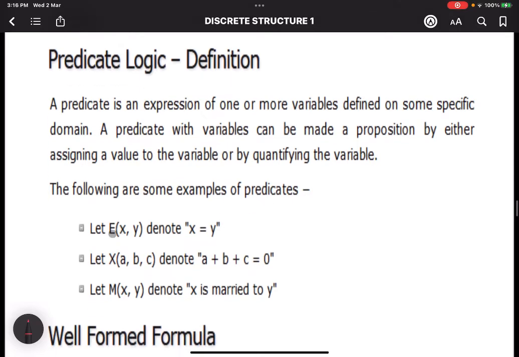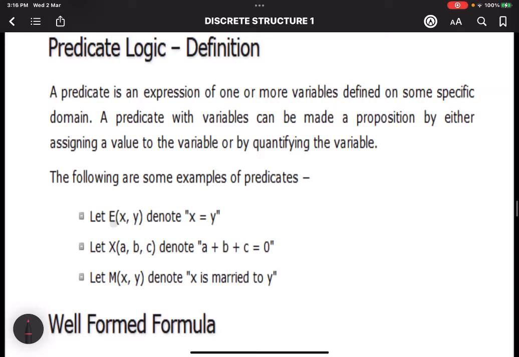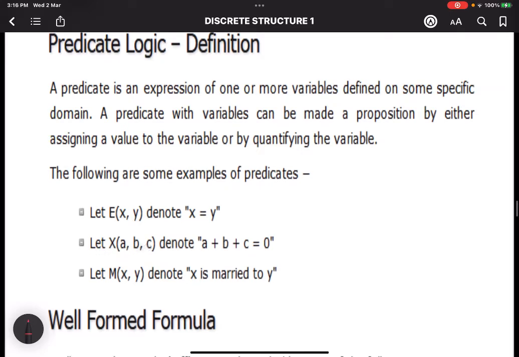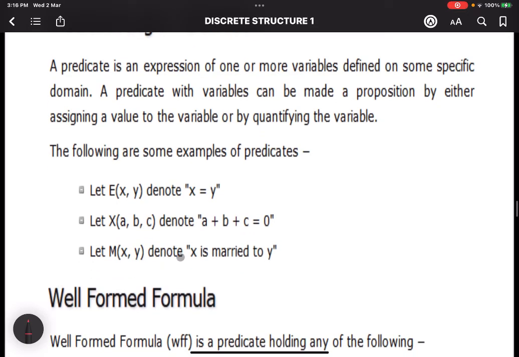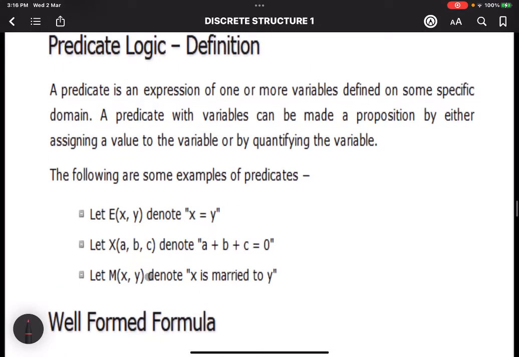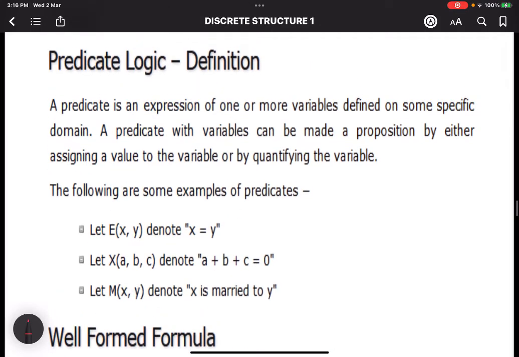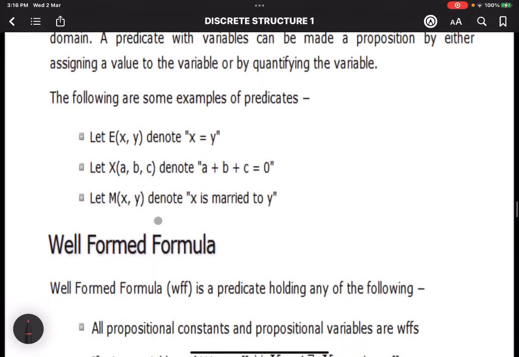Let sum(x, y) denote x is equal to y. Let E(x, a, b, c) denote a plus b plus c equals 0. Let M(x, y) denote x is married to y. So, by quantifying the variables, we are making what we call predicate logic. Okay?